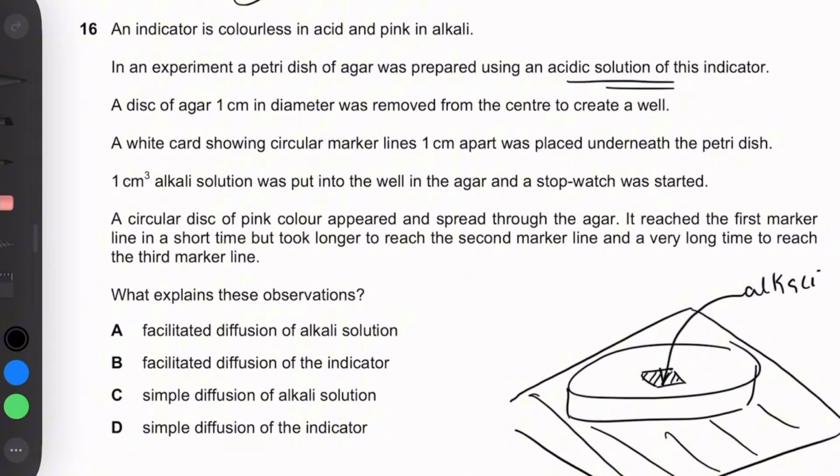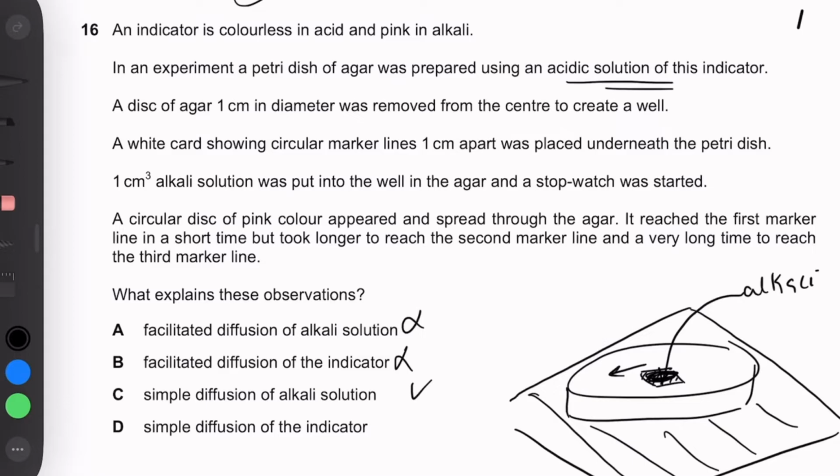Facilitated diffusion of alkali, obviously not facilitated. There are no channel proteins in the agar dish, so we could cancel out facilitated diffusion. However, it's obviously the simple diffusion of the alkali, because the alkali was the one placed inside the well, and it's going to travel from the well through the agar. And so here I would pick simple diffusion of the alkali solution.